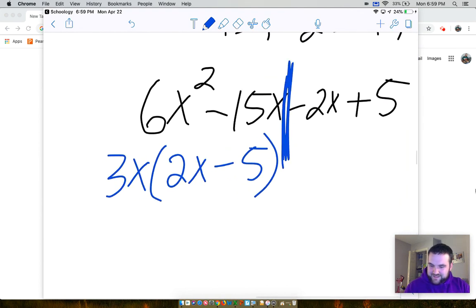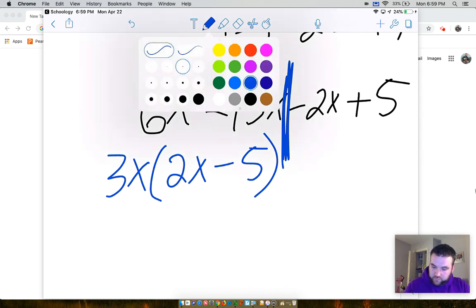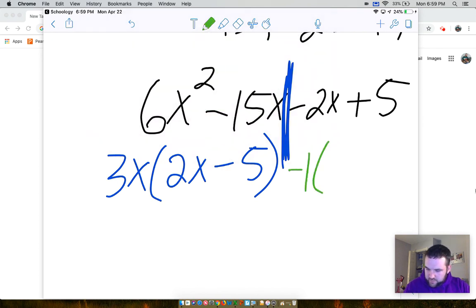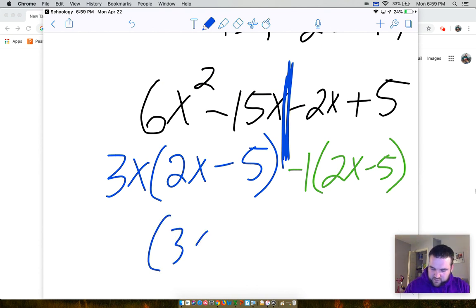And over here, I see I'm starting with a negative. So I'm going to take out negative 1, and then I have 2x minus 5. Okay, which means my fully factored version is 3x minus 1 times 2x minus 5.